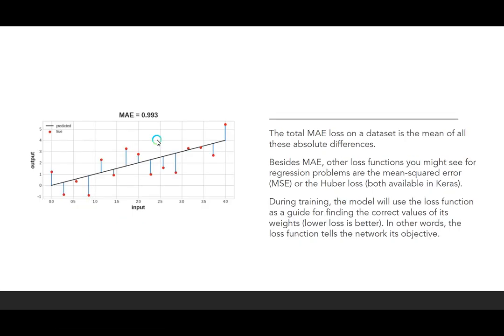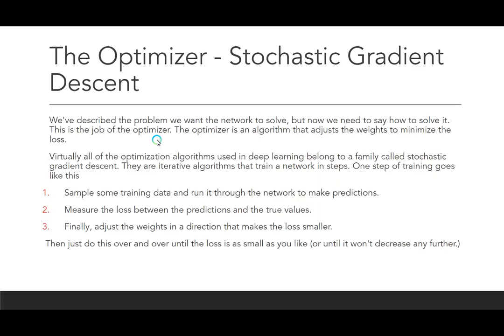So this is how the MAE works. You can go through that later on. And next we are going to look at the optimizer. So we've described the problem we want the network to solve using the loss function. Once you know the problem you are solving, for example, if it's classification or regression, you need to add an optimizer that will be used by the model to adjust the W values, and those are the weights. We've described the problem we want the network to solve, but now we need to say how to solve it. This is the job of the optimizer.